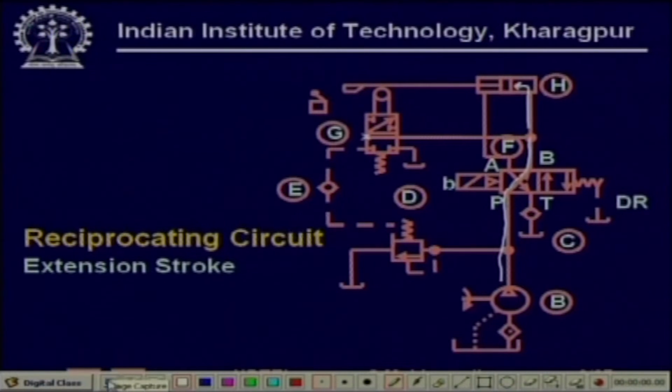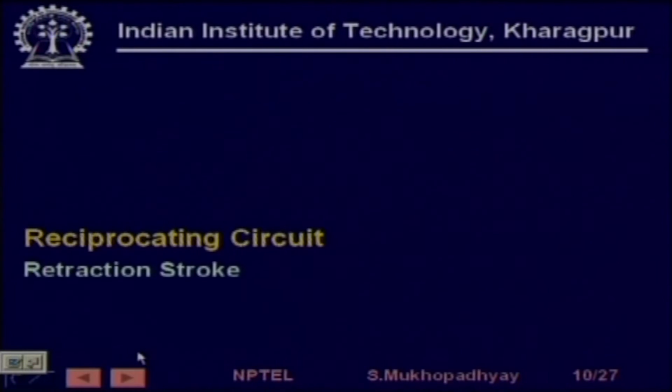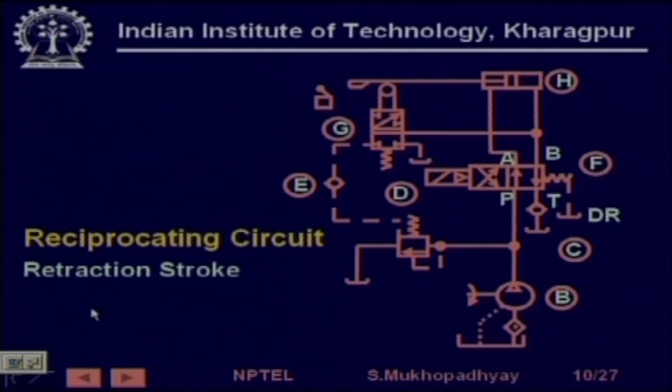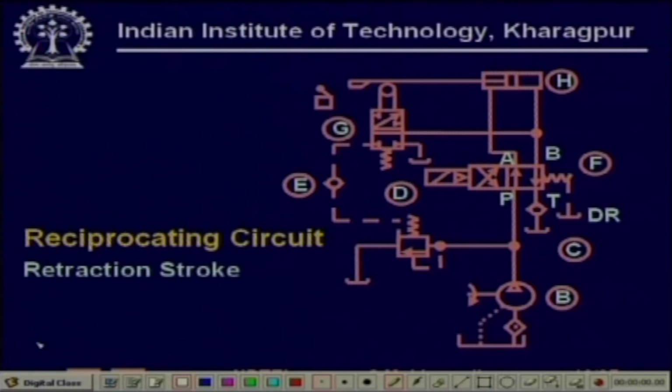What happens in the next stroke? In the next stroke, now we have a retraction stroke. What happens is when it reaches the end, it operates this limit switch at the extreme end of the extension stroke. That limit switch is actually connected to this solenoid in such a way that immediately when the limit switch is made or switched on, this solenoid is put off. So, when the solenoid is put off, this directional valve assumes the right position.